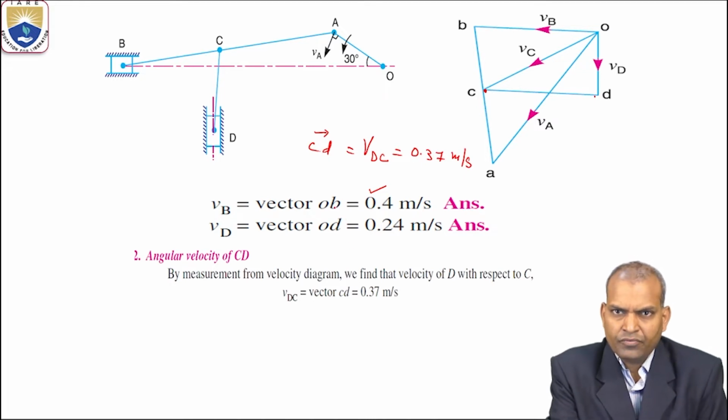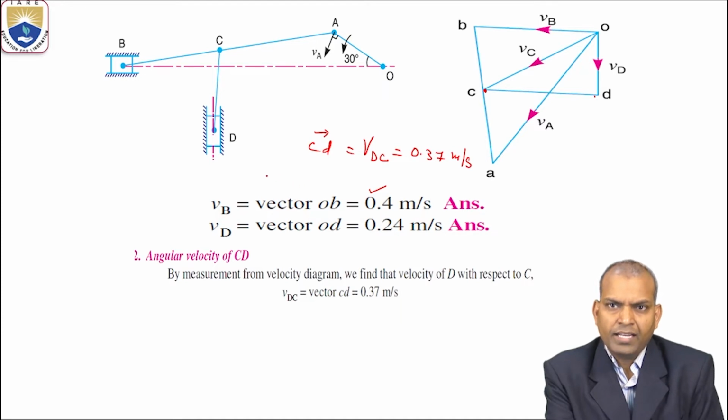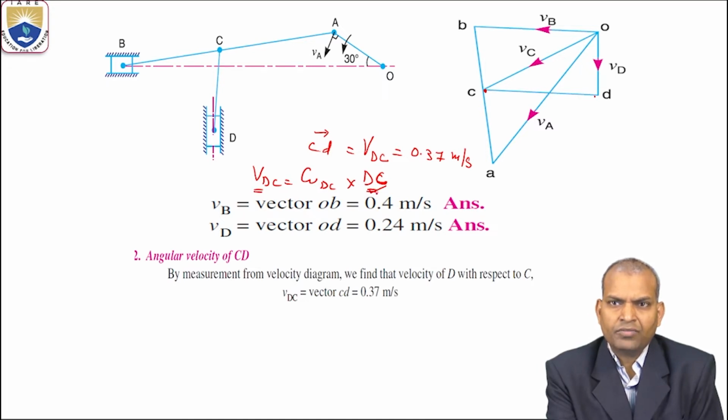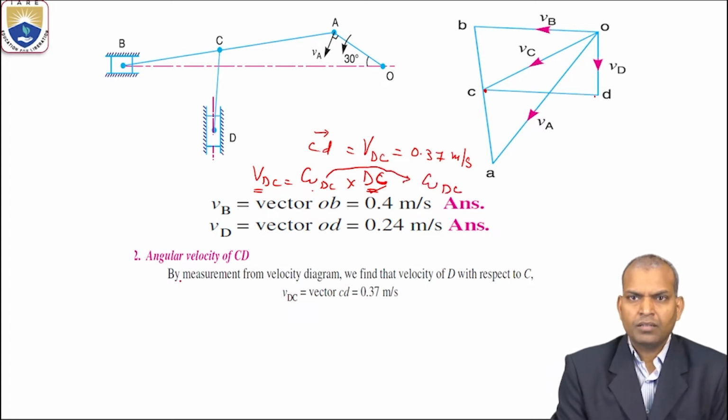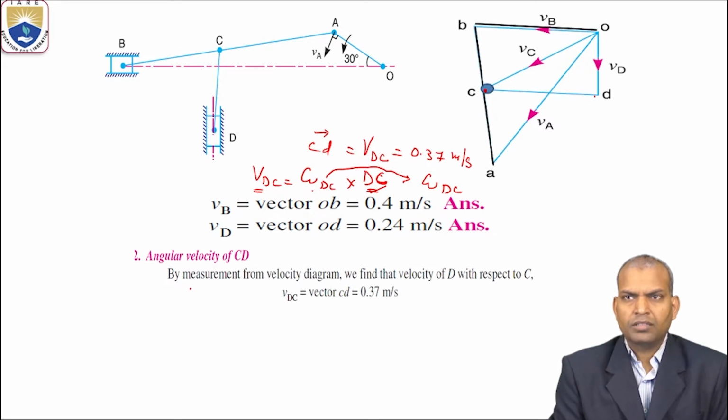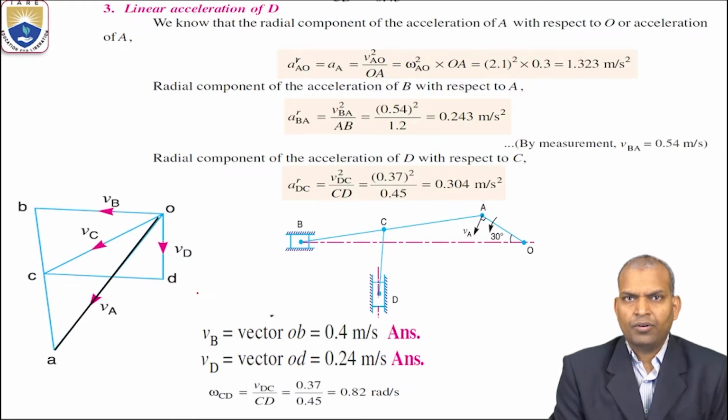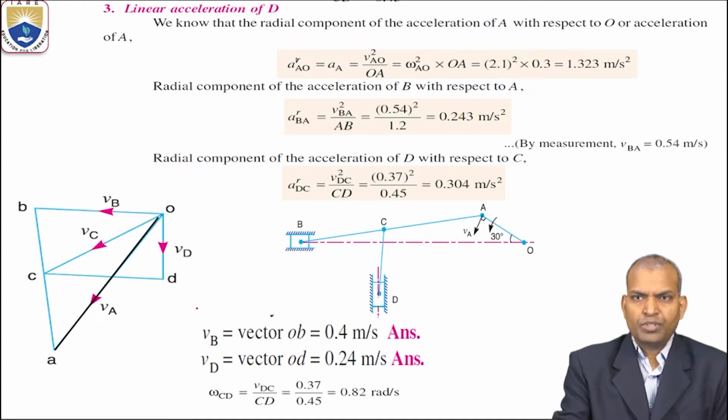Now the point is that we want the angular velocity of CD or DC. The linear velocity of DC is equal to the angular velocity of DC times the link length DC. If you substitute here the linear velocity and the length of the link, then we can measure omega DC. Okay, that is what we measured here. Now this second objective was achieved.